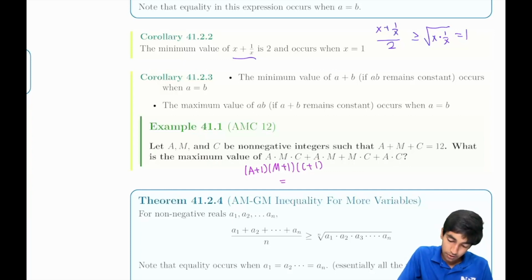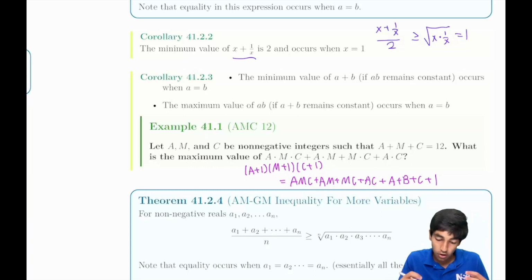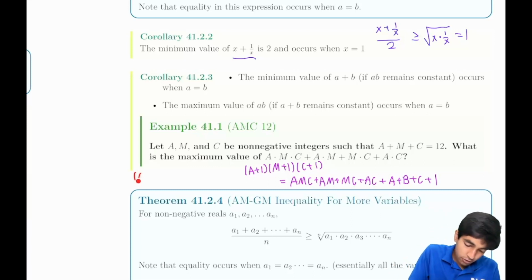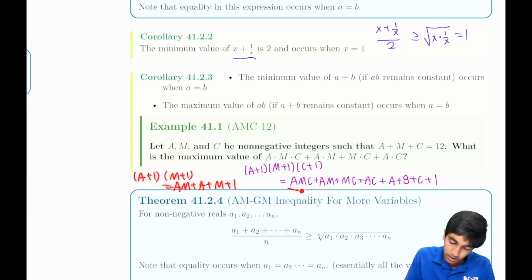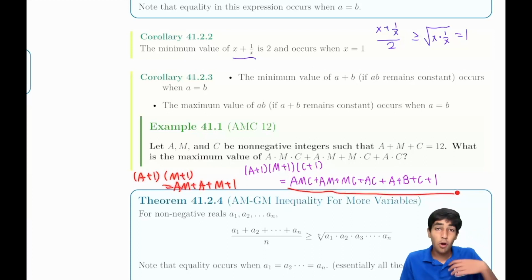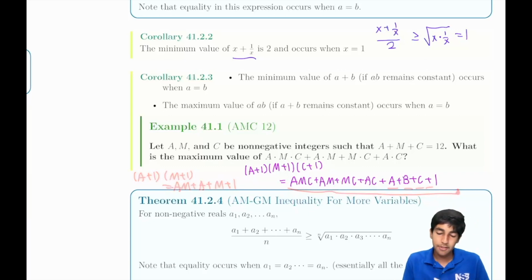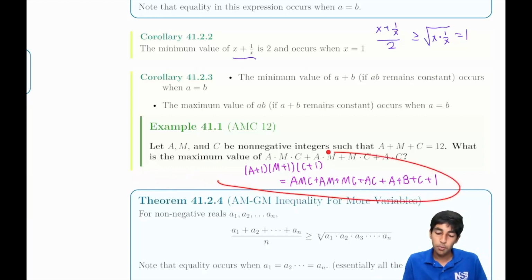We expand this all out, we get AMC plus AM plus MC plus AC plus A plus M plus C plus 1. Now, this is something super useful you should know. You might realize that if it's just 2 variables, it's just AM plus A plus M plus 1. But for 3 variables, it's a little bit more. You got the product, you got the product of 2 terms, you got the sum, and you got 1. And this generalizes to more as well. So super helpful factorization. Should know it if you don't already.